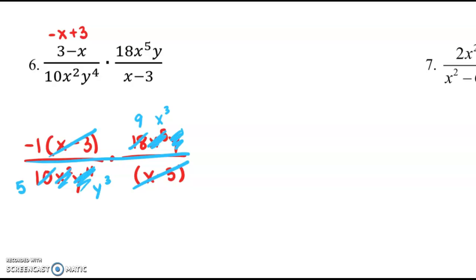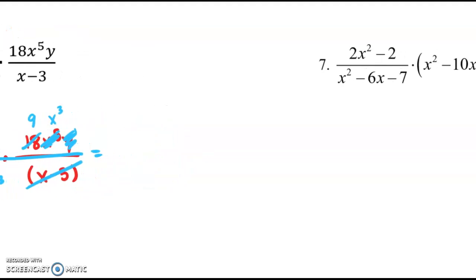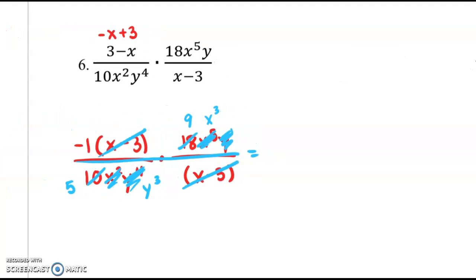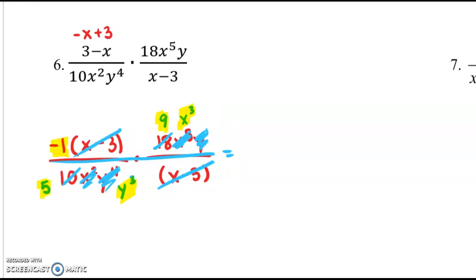So what I have left over is the -1, and then I have the 9 x to the third up at the top, and a 5 y to the third at the bottom. So my final answer is going to be a -9, because -1 times 9 gives me -9 x to the third, and the bottom is 5 y to the third.